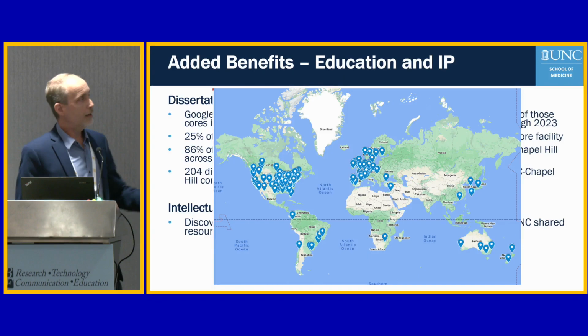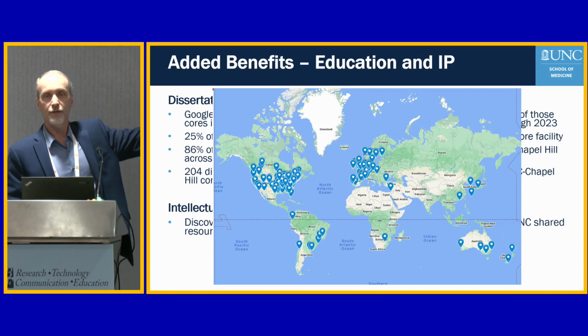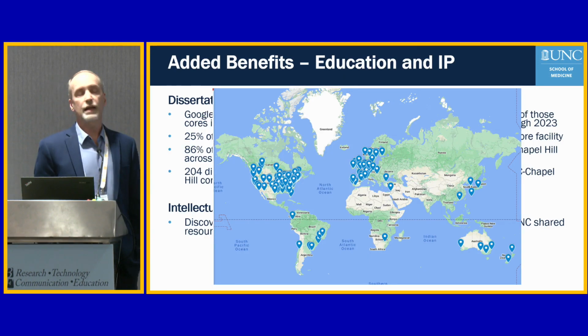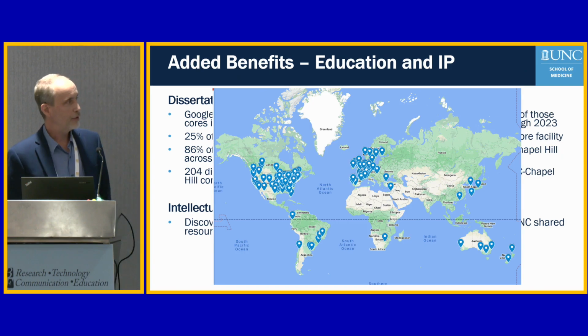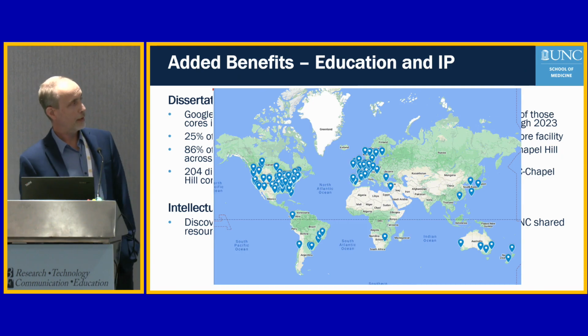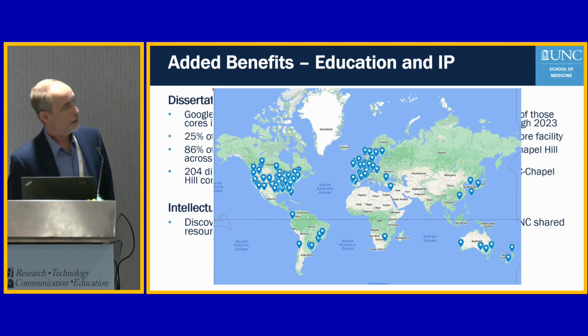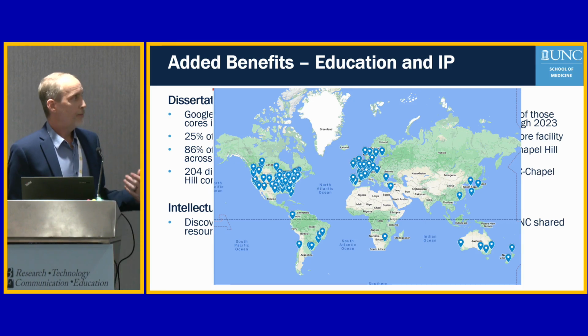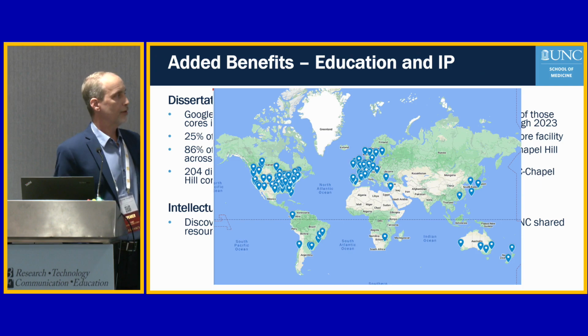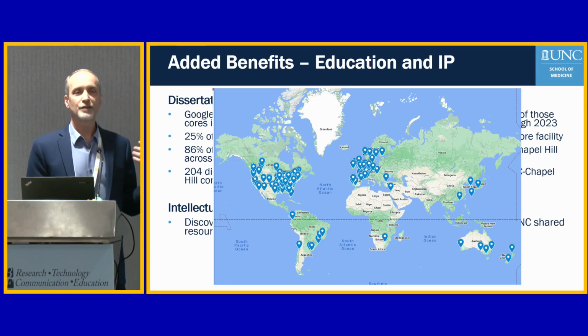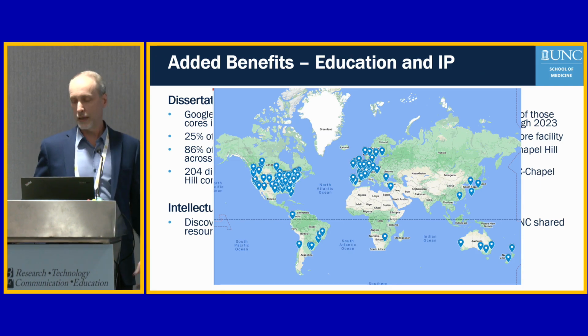So here's the geographic reach of UNC cores, which we just didn't anticipate. So you can see a lot of use by European institutions, South America, Asia, and then Australia and New Zealand. When we showed this to the leadership, you know, they're also flabbergasted. We had no idea that our cores were being utilized globally like that.